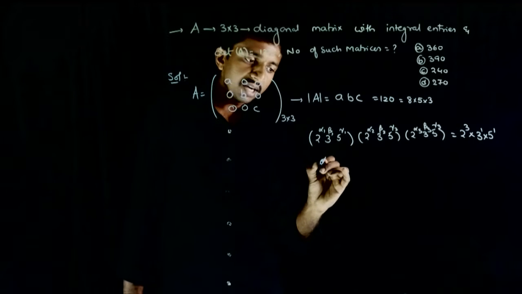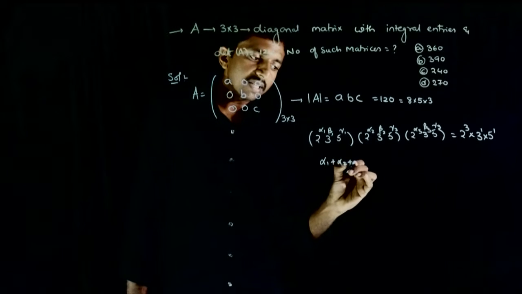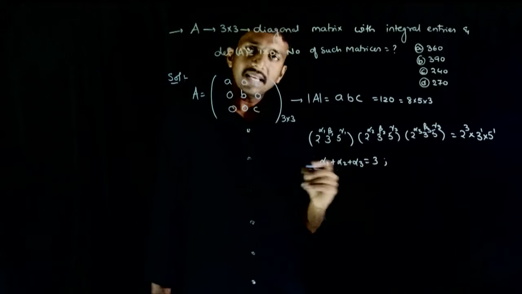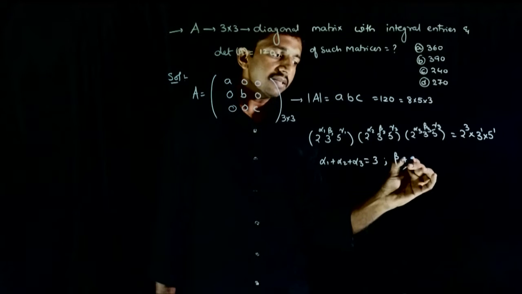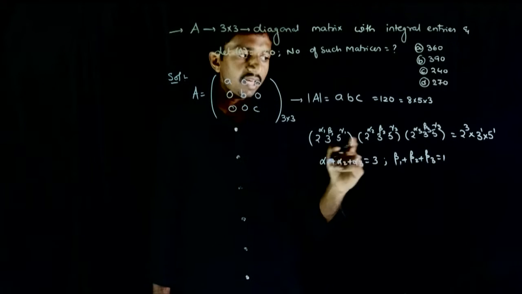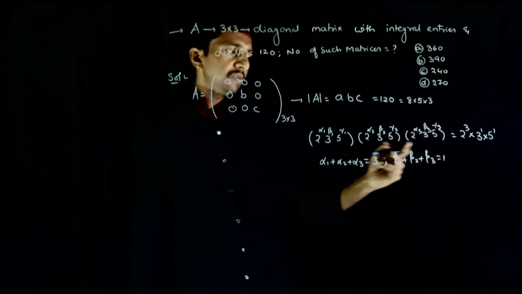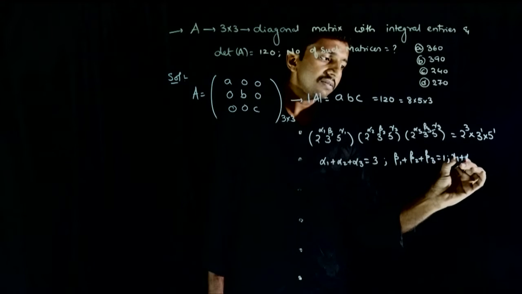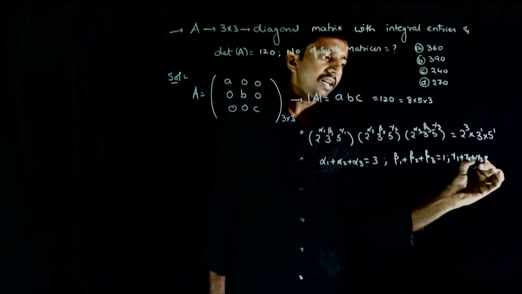So what is the equation? Alpha 1 plus alpha 2 plus alpha 3 has to be equal to 3. That's the first condition. The second condition is beta 1 plus beta 2 plus beta 3 is equal to 1. The effective number of 3's in the product has to be equal to 1. And the third equation is gamma 1 plus gamma 2 plus gamma 3 is equal to 1.